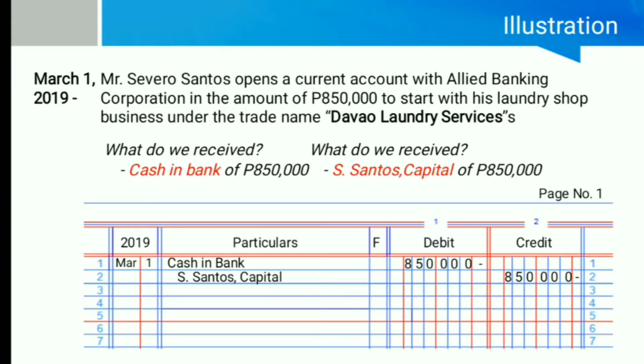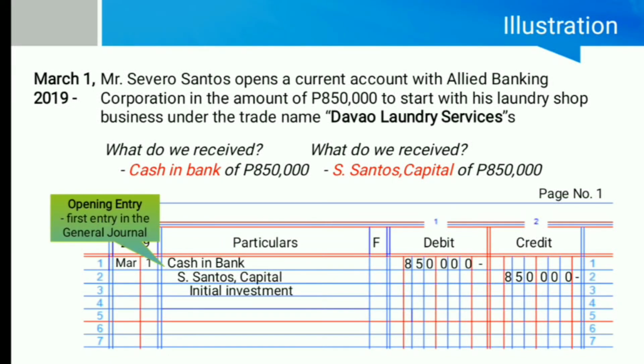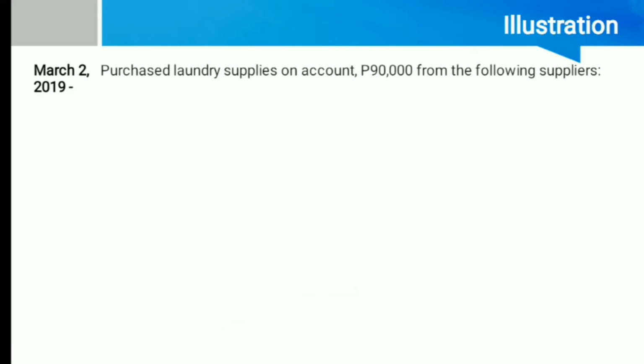Okay, so after the credit entry, we will provide a brief description or an explanation of the transaction. And make sure that it is also indented from your credit item. So our explanation is to record initial investment, or we can shorten it into initial investment. And this is now the opening entry of Davao Laundry Services. It is called the opening entry because this is the first entry in the general journal. We will now proceed to the second transaction. So this is on March 2, 2019.